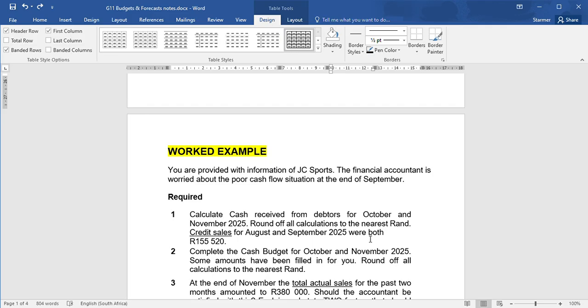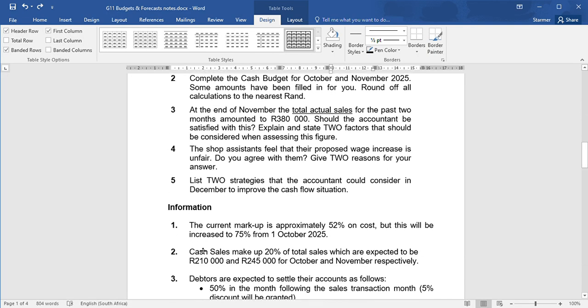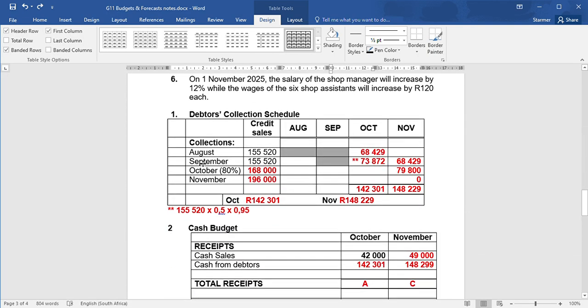Credit sales or credit purchases are only going to get recorded in the month that they're actually going to get paid back. Right, so the first thing we're required to do here is to calculate the cash received from debtors for October and November. Round off all calculations to the nearest rand, and then they tell you that credit sales for August and September of 2025 were both 155,520.